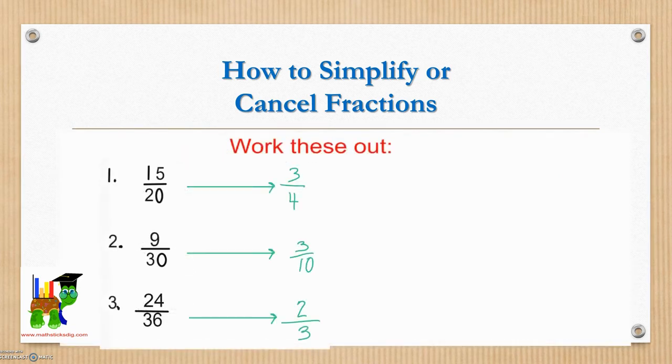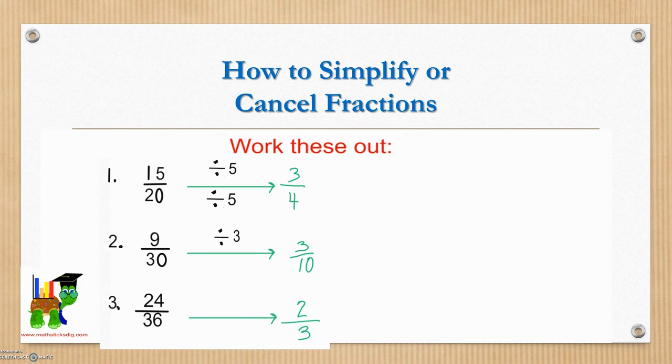And these are the answers. So from 15/20, you got down to 3 quarters. So what goes into 15 and 20? You have 5. 15 divided by 5 is 3, and it goes into 20 4 times. So you have 3 quarters. You cannot divide that any further.